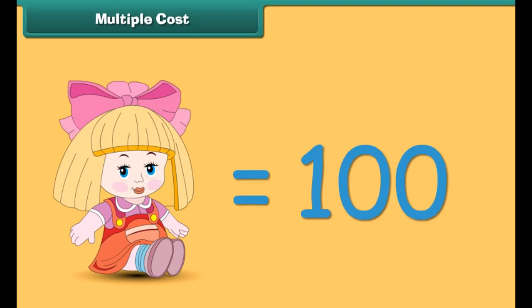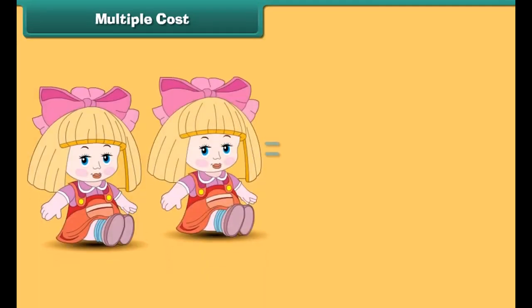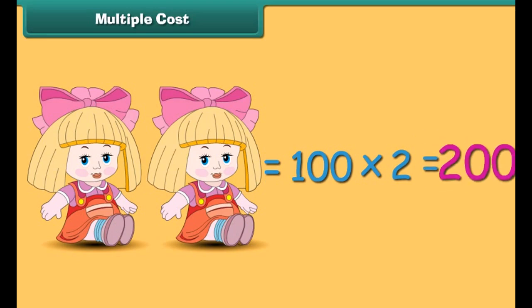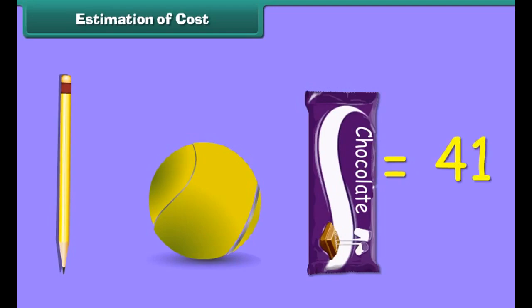The multiple cost of 2 dolls is equal to rupees 100 multiplied by 2. The multiple cost of dolls is rupees 200. A multiple cost is the cost of more than one and is calculated as unit cost multiplied by number of items. Estimation of cost means calculating total cost of different items.